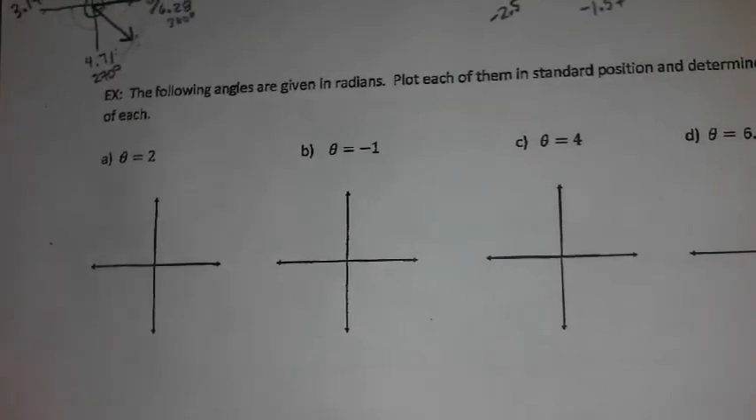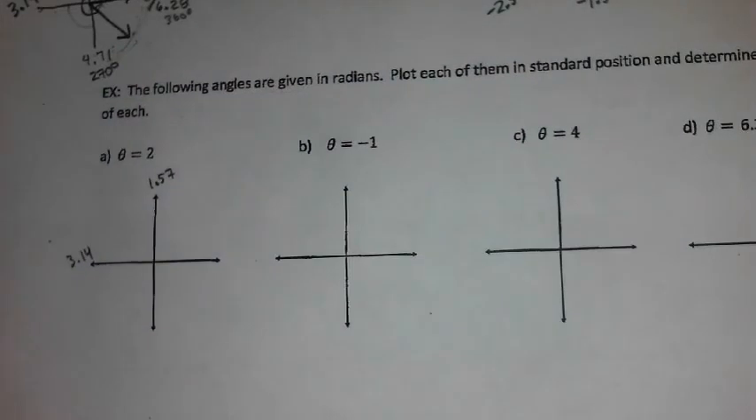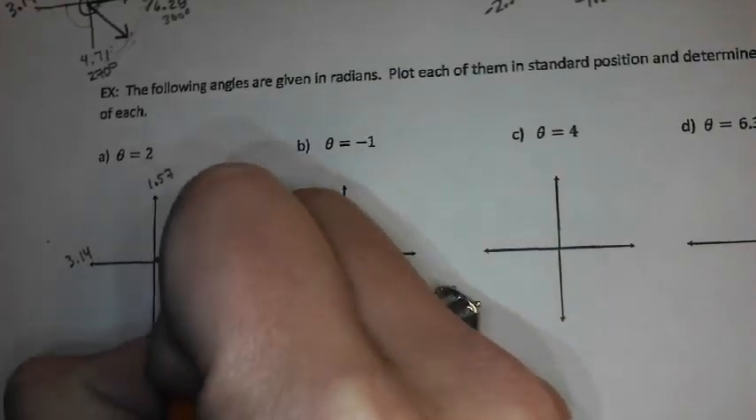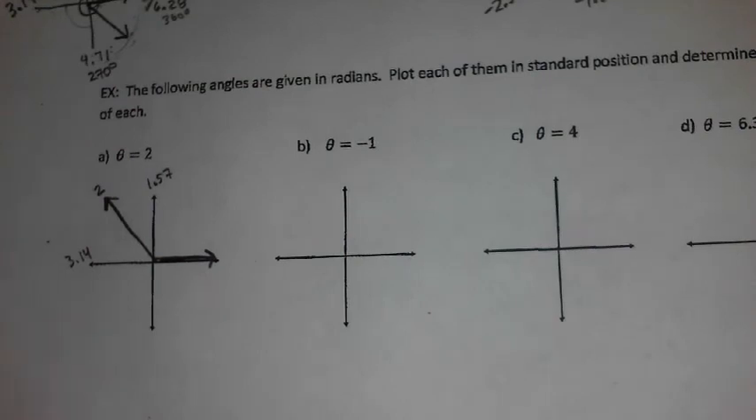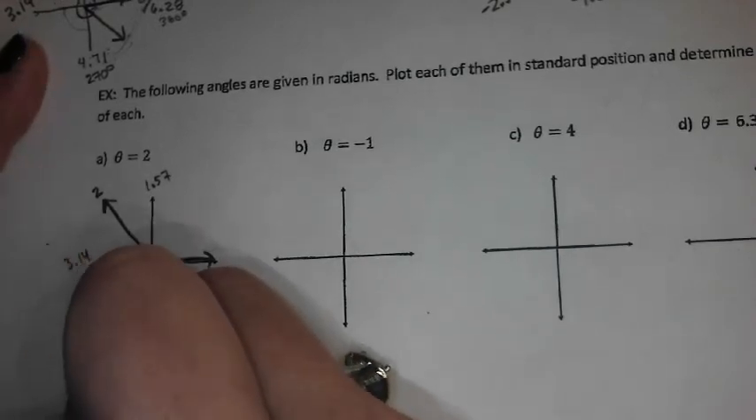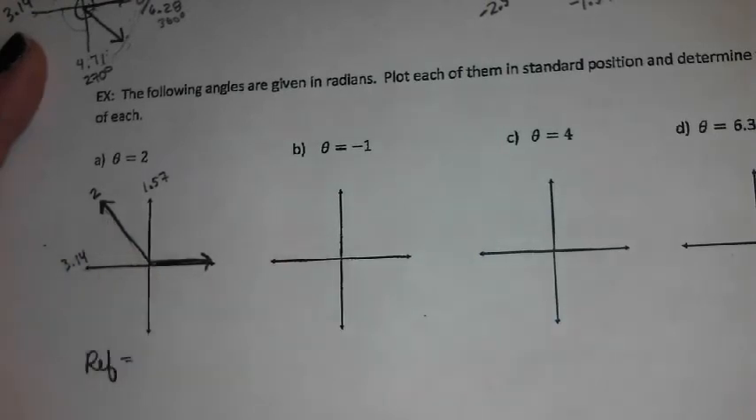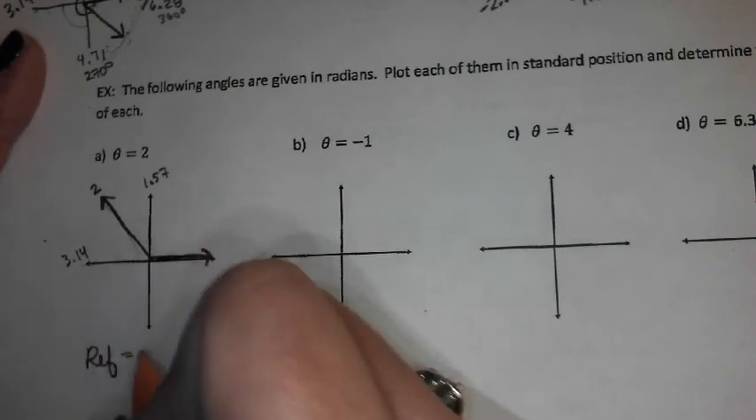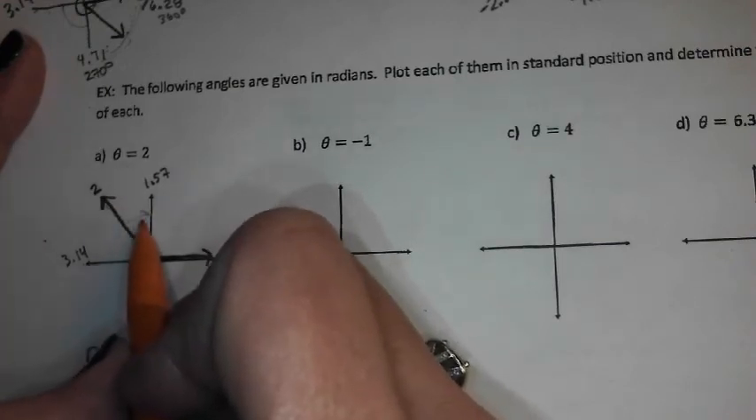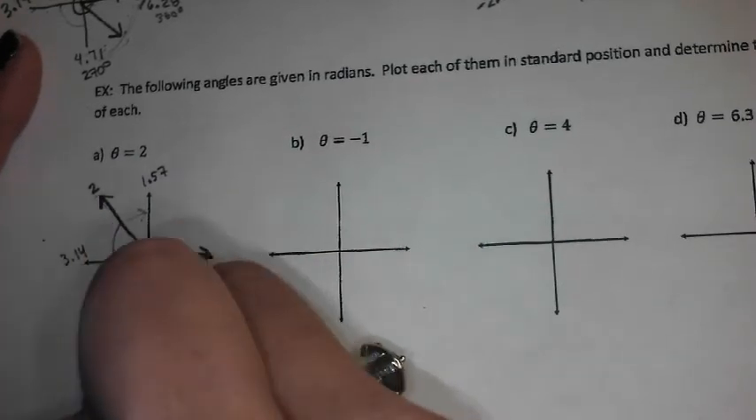2 radians. We already know this is 1.57 and this is 3.14. So, John, what quadrant is this theta going to end in? Good. What's the reference angle? Cameron. Nope. Here's our terminal ray. Here's our x-axis. What's the reference between them? No, you're going back to the y-axis. I don't want that. I want this angle between 2 and 3.14. Perfect.